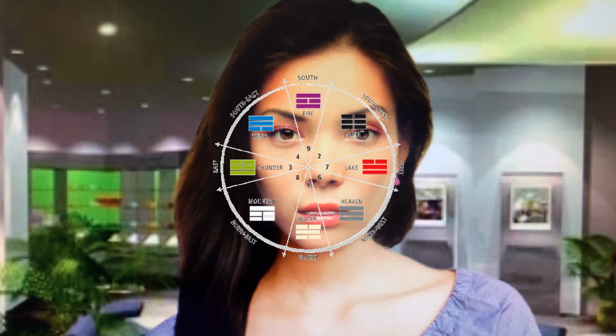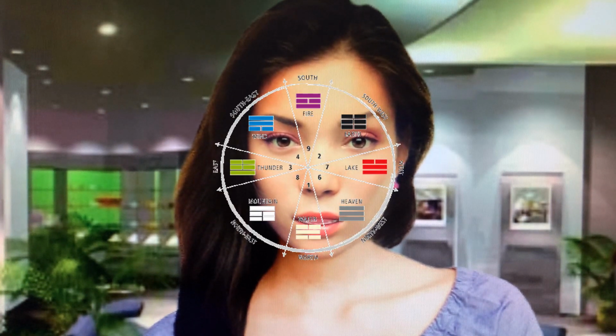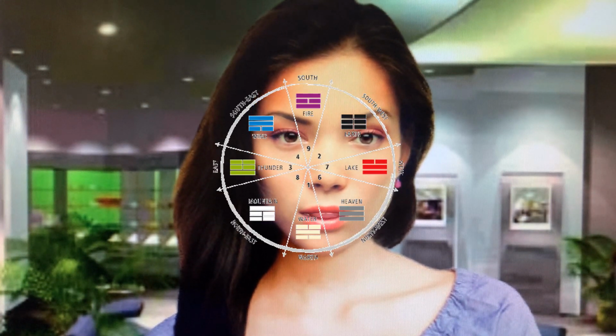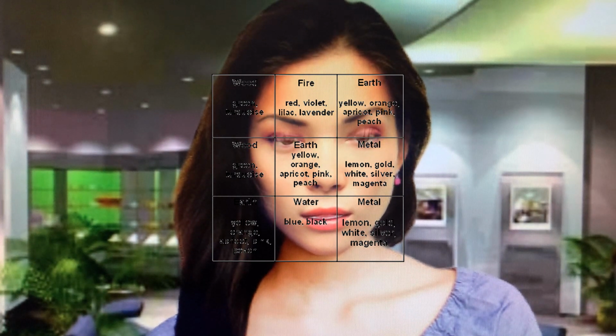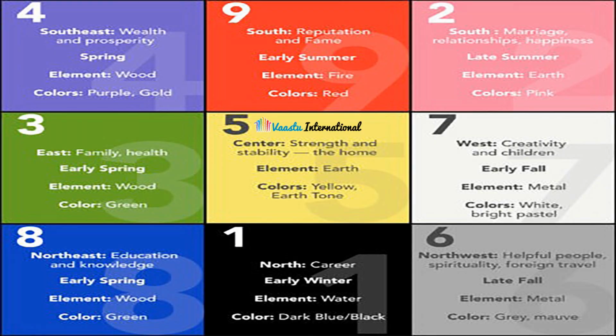If the last number in your birth year is 0 or 1, your element is metal. If the last number in your birth year is 2 or 3, your element is water. If it is 4 or 5, your element is wood. If it is 6 or 7, your element is fire. If it is 8 or 9, your element is earth.